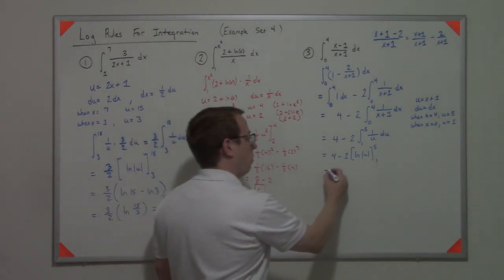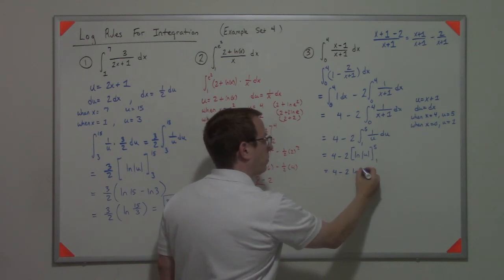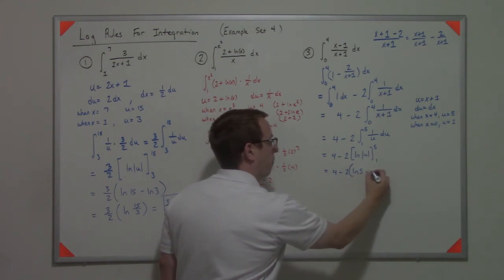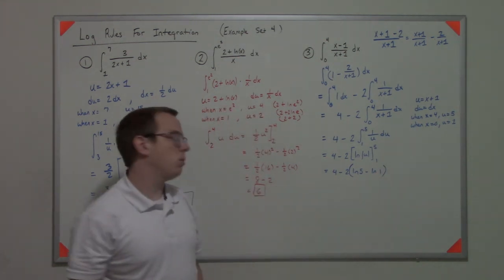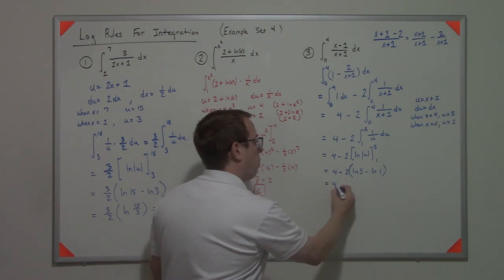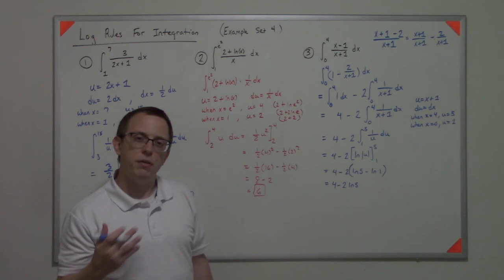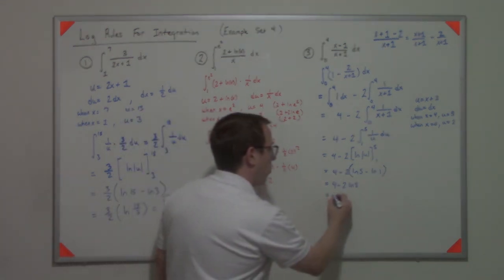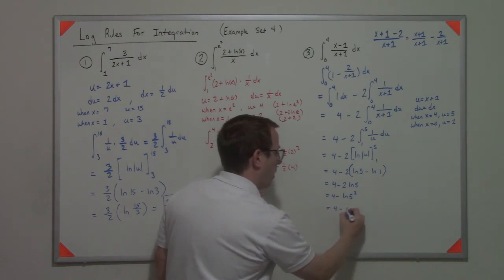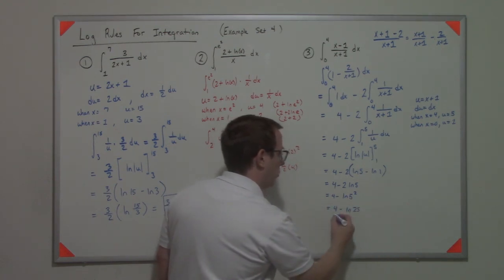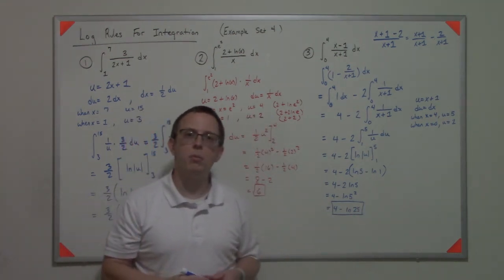So then we go 4 minus 2 natural log 5 minus natural log 1. But we know that the natural log of 1 is 0. So this is 4 minus 2 natural log 5. And if it were me, I would actually then go 4 minus natural log of 5 squared, 4 minus natural log 25. That's how I would personally write it, but really it's up to you.